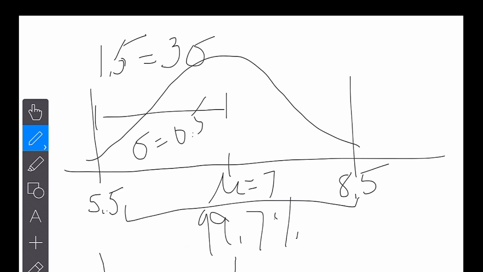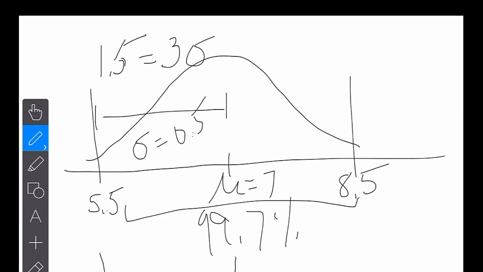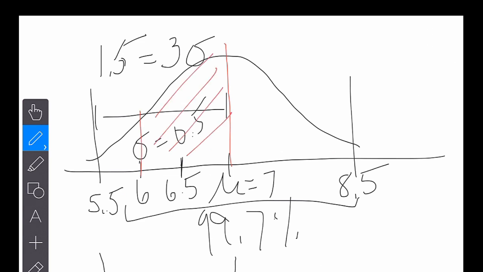Now, the question was about 6 and 7.5. If I go over by 0.5, that's 1 standard deviation. If I go over, that's 6.5. That would be 1 standard deviation, then 6 would be 2 standard deviations, and 5.5 would be 3. So if we're figuring this out between 6 and 7, you can do this without anything fancy, right? You can figure that out. That's just this. And how much is that? I give you 2 minutes.